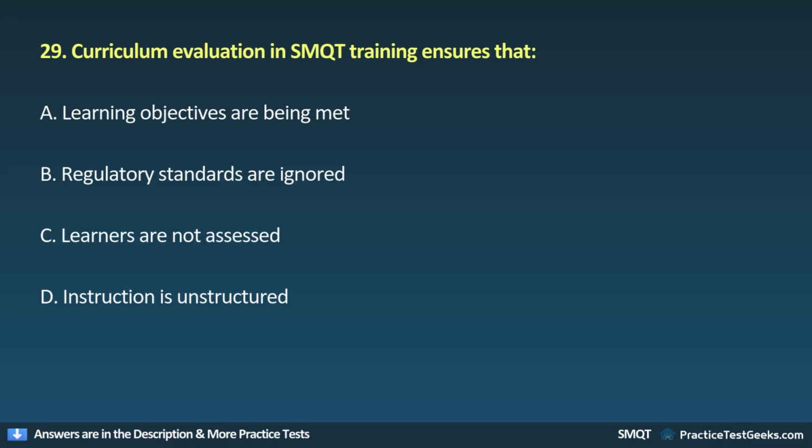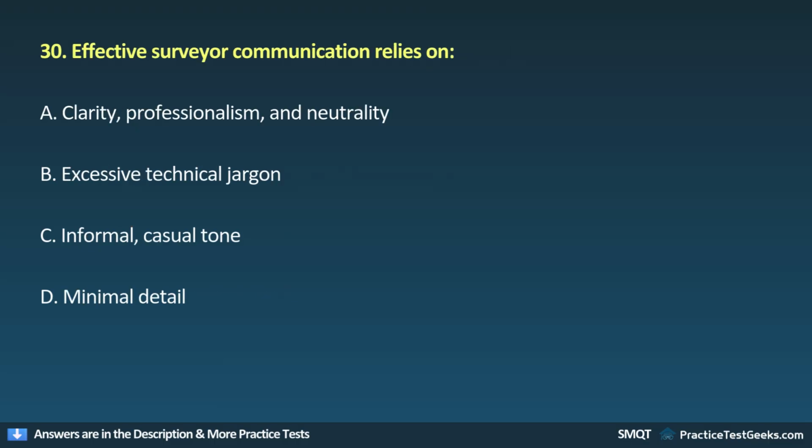29. Curriculum evaluation in SMQT training ensures that A. Learning objectives are being met. B. Regulatory standards are ignored. C. Learners are not assessed. D. Instruction is unstructured.